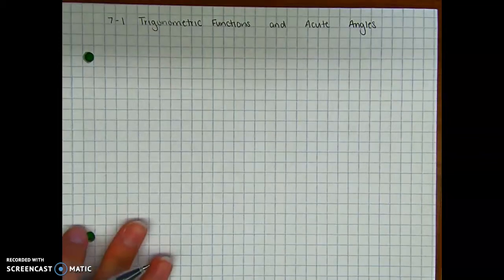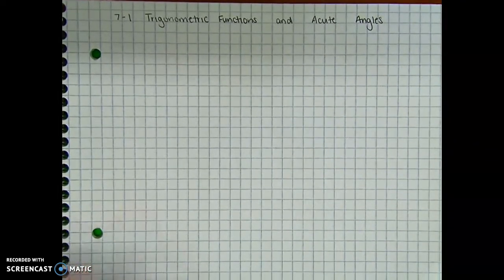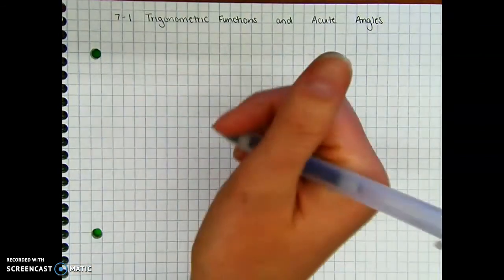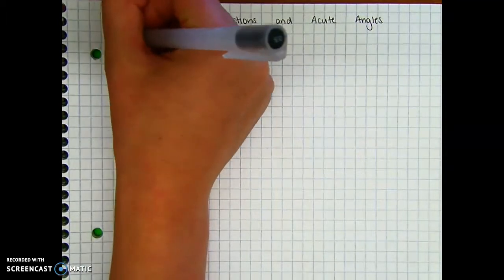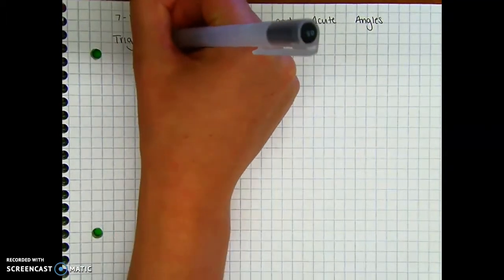Hey Algebra 2, we are starting chapter 7. We're going to do 7.1, Trigonometric Functions and Acute Angles. So right now we're going to start with trig ratios. You do know some of them from geometry.